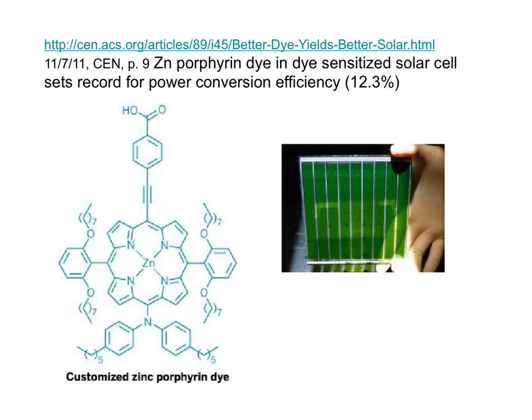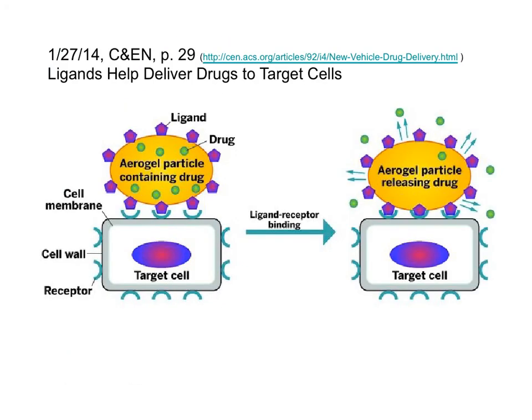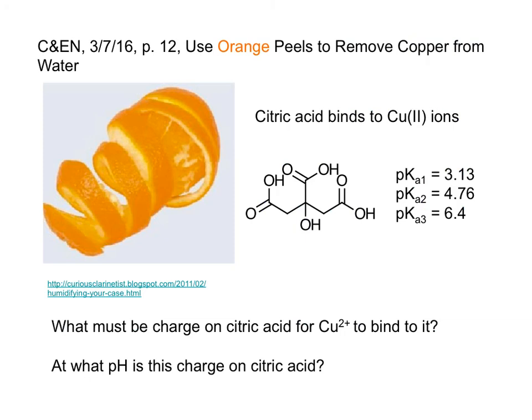This zinc coordination compound is used in dye-sensitized solar cells. A ligand is the source of that lone pair which forms a coordinate covalent bond. These ligands help deliver drugs to target cells. Citric acid is found in orange peels. The citric acid can bind to copper ion to remove copper from water.